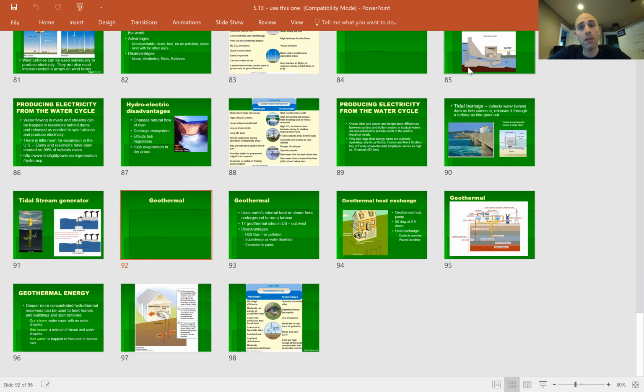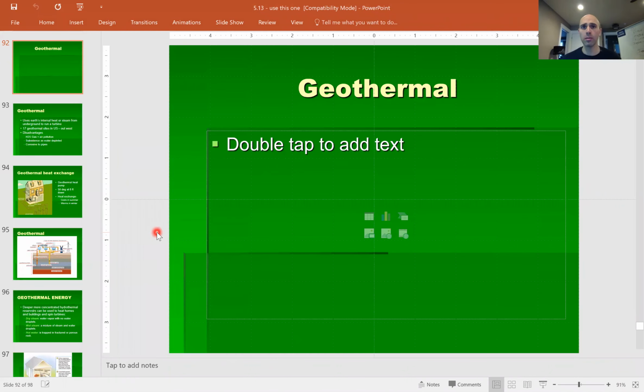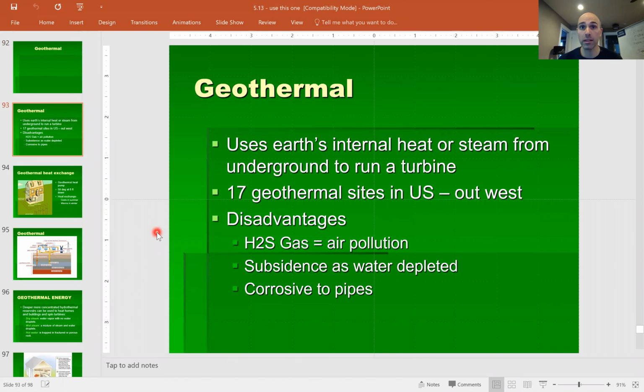So, without further ado, let's get on with our last little bit of notes here on geothermal energy. Yes, that's right, geothermal energy. So, what is geothermal energy? Well, think about it. Geo means what? Very good. Earth. Thermal means what? Excellent. Temperature, warmth, right? So we're going to be using the warmth of the Earth as energy. Let's move on and figure this out.